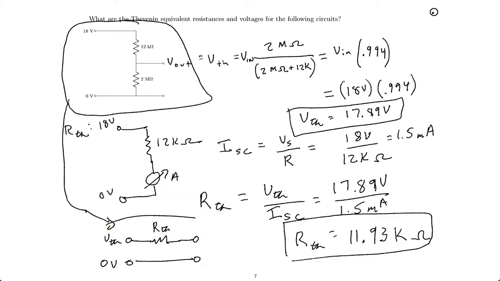And so this circuit here is equivalent to this one here, and by inspection I can tell that if I hook up an 11.93 kilo ohm resistor to the output, the voltage would drop by half, that is from just under 18 volts to just under 9 volts, if I were to add that as my load voltage.